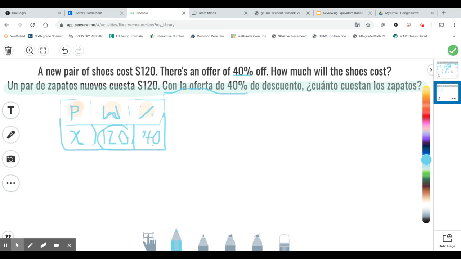Let X represent that unknown part. Let's go back and look at our formula. We need to set it up part over whole equals percent over 100. So let's plug in the numbers.